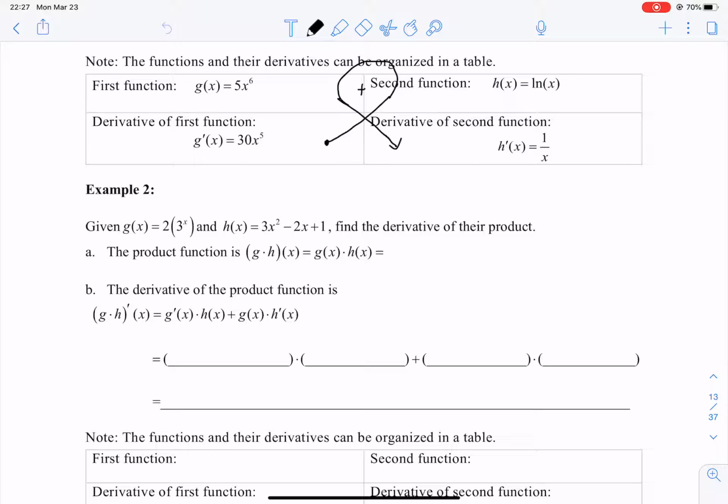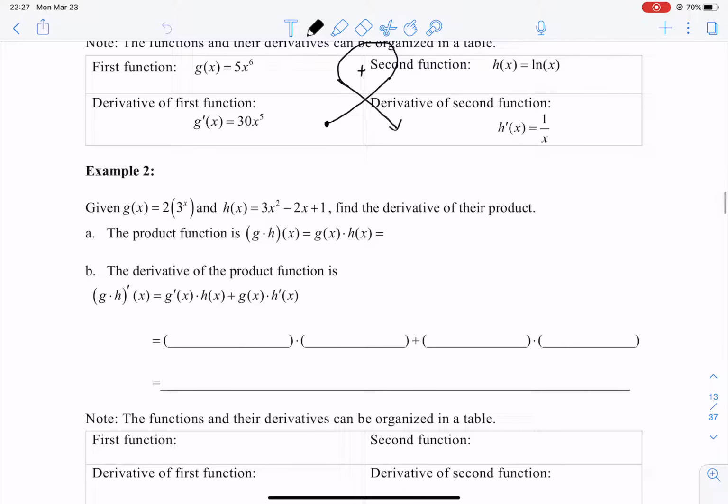So for this one, if you haven't finished it, just pause the video and finish it first. Then now, let's look at this question. Still, we are given two functions, g of x and h of x. So the first one, 2a, what is the product of the two functions?